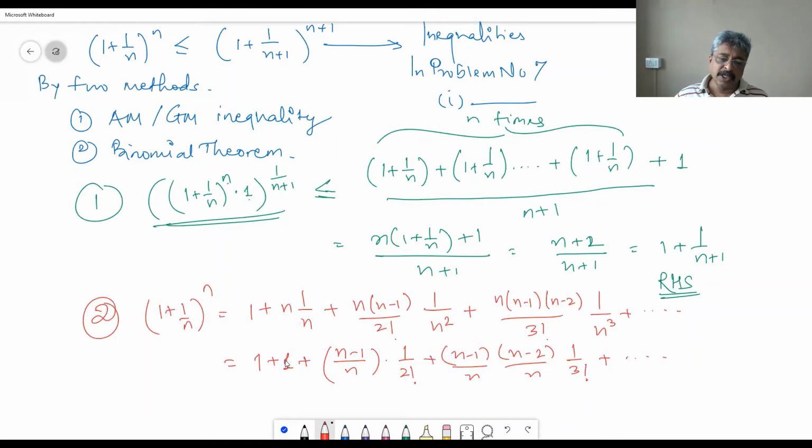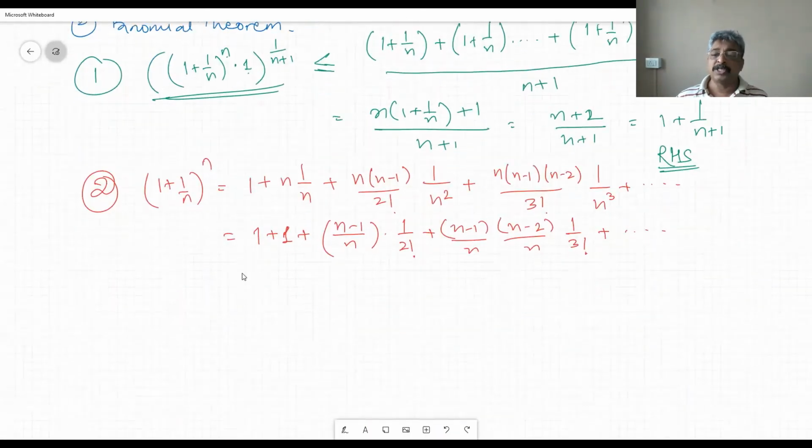One thing is for sure, that this quantity is going to be definitely greater than 2, because 1 + 1 is already there and all these terms are going to be positive. So this is what the expansion is.